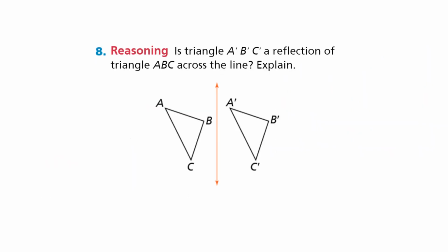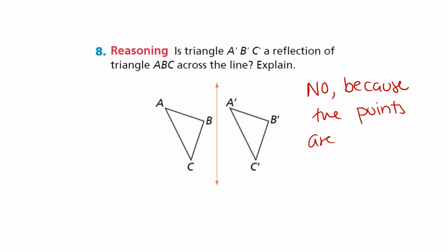Number 8, is triangle A prime, B prime, C prime a reflection of triangle ABC across the line? Explain. No, because the points are in the same order.